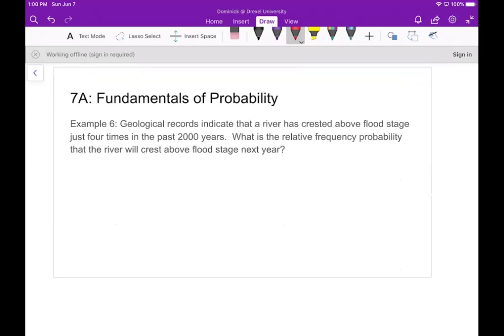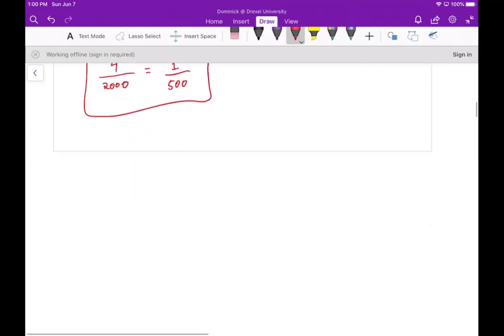Okay, now example 6, geological records indicate that a river has crested above flood stage just 4 times in the past 2,000 years. What is the relative frequency probability that the river will crest above flood stage next year? Well, we observed this 4 times in the past 2,000 years. So it looks like we have a 4 out of 2,000, or if we want to divide the top and bottom by 4, a 1 out of 500 chance. All right, so that would be based on this data that's already happened.